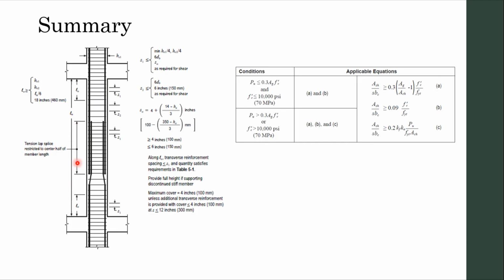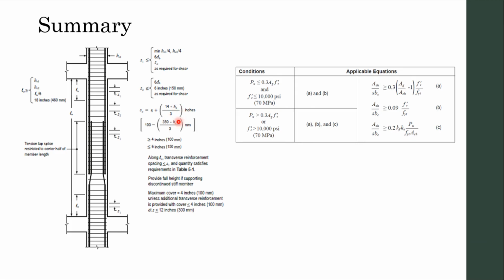So, yung tension lap splices is within the center half of the member length. Then, the spacing S1 within the confinement tie zone is the minimum of HC1 over 4 and HC2 over 4, yung least dimension over 4, shall be less than or equal to 6 dB or 6 times the smallest diameter of longitudinal bars. The SO required, and as required for shear. Then, yung S2 naman is 6 dB, shall be less than or equal to 6 dB, 6 inches or 150 mm, and as required for shear.